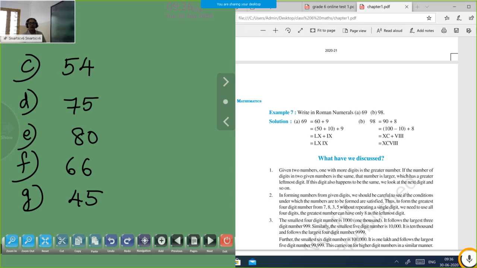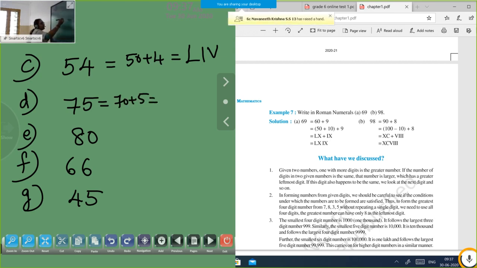54 means what? How to write 54 in Roman number form? 54 means 50 plus 4. 50 means L, and 4 means IV. So L means 50 and IV is 4, 54. Then 70. 70 means what, children? 70 plus 5. How to write 70? 70 means L, X, 60, 70, then 5, 75. Correct, children? Like this you have to write. If you do so much practice, you will get it.